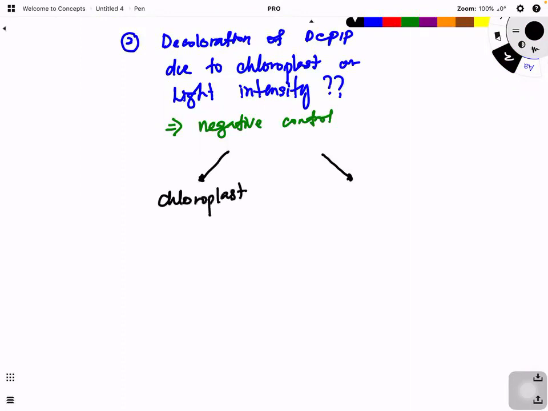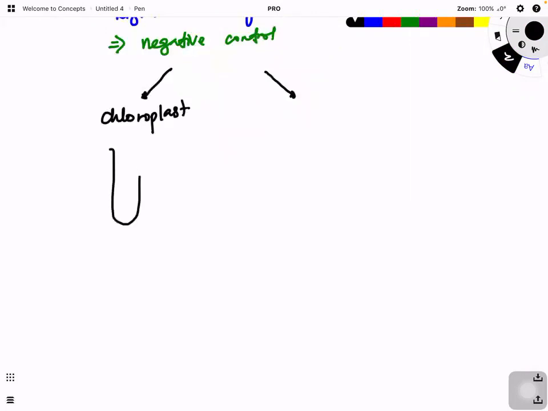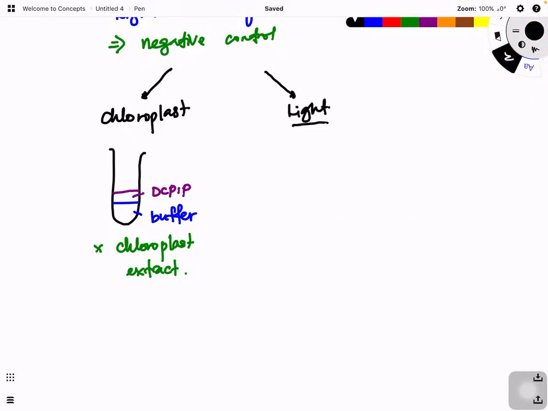So how do we know? Very simple. We have the tube. We still put in the buffer solution, we still put in the DCPIP, and here, no chloroplast extract. So this tube at the end will show us the DCPIP won't be decolorized. And then we need to set up another tube to show that it is because of the light.